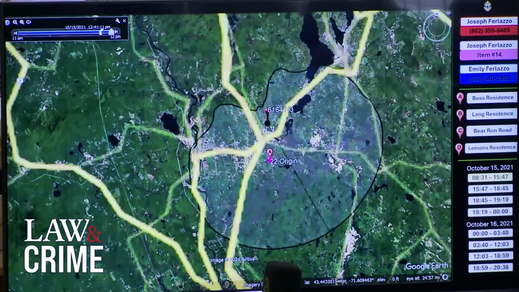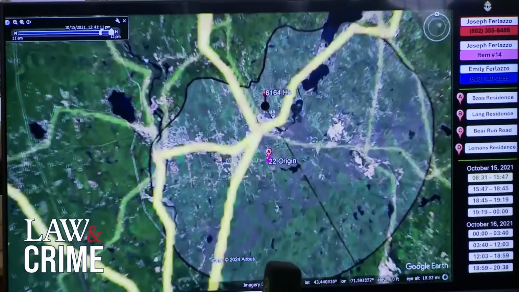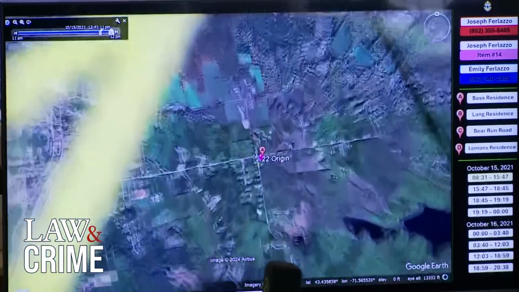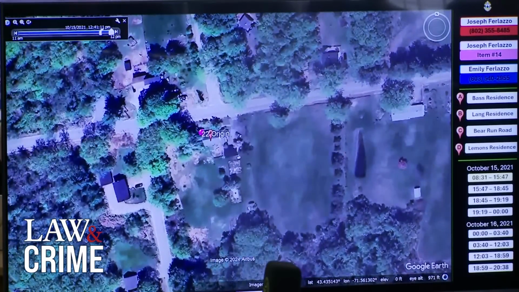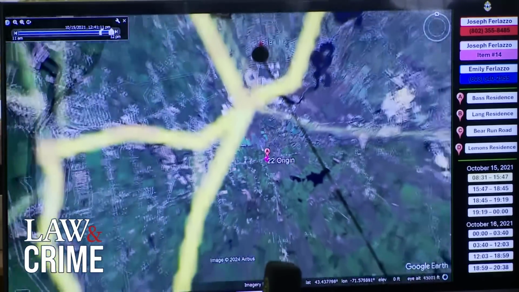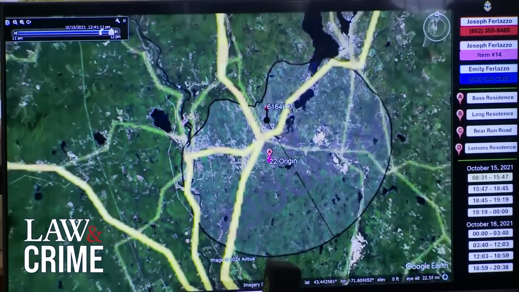Joseph's device was bouncing around the same ones. Emily's device was bouncing around the same ones. About 12:41 is when evidence item 14, or Joseph's iPhone, started a trip. And that was in close proximity to the Bass residence. There's no location accuracy for that one. It's just that coordinate location.